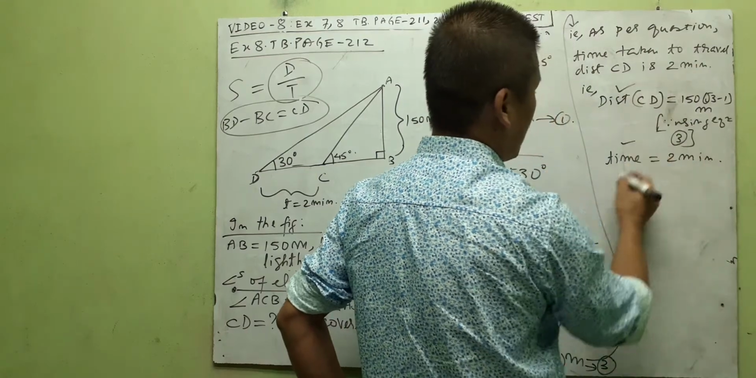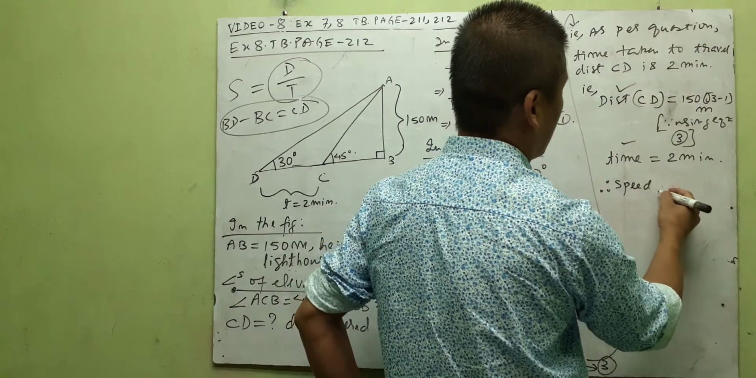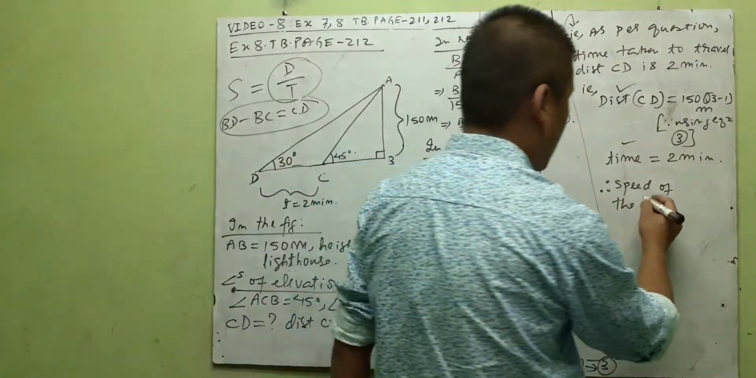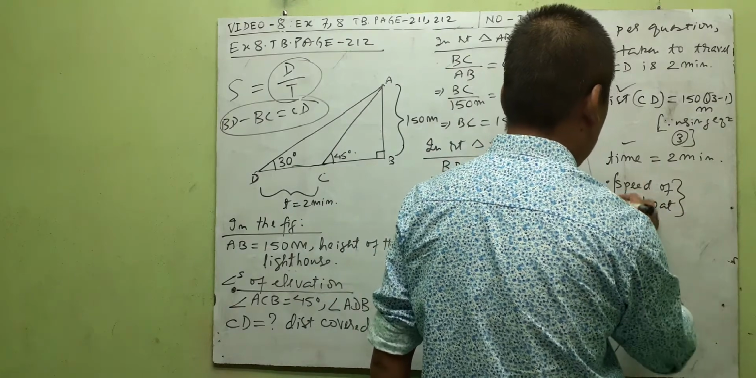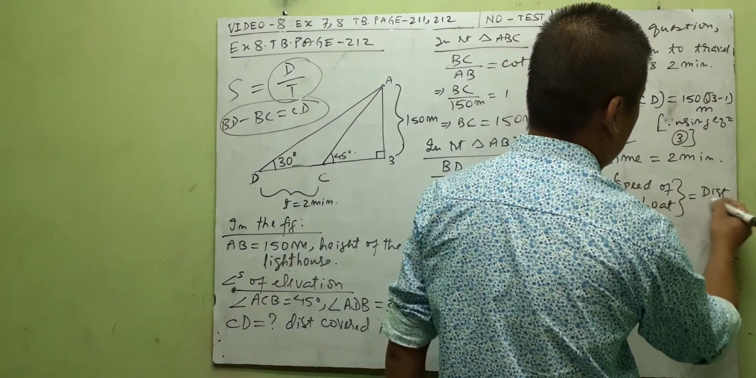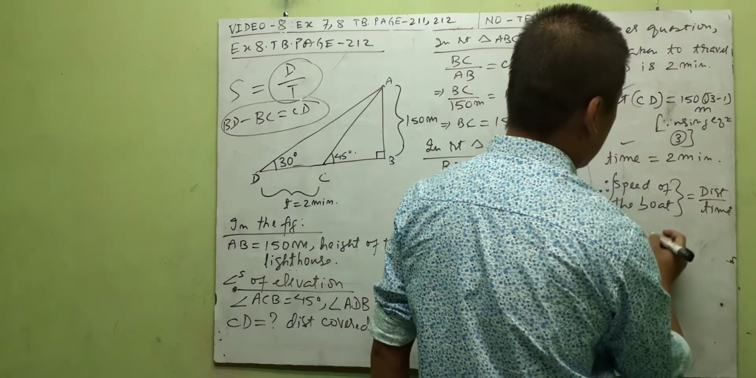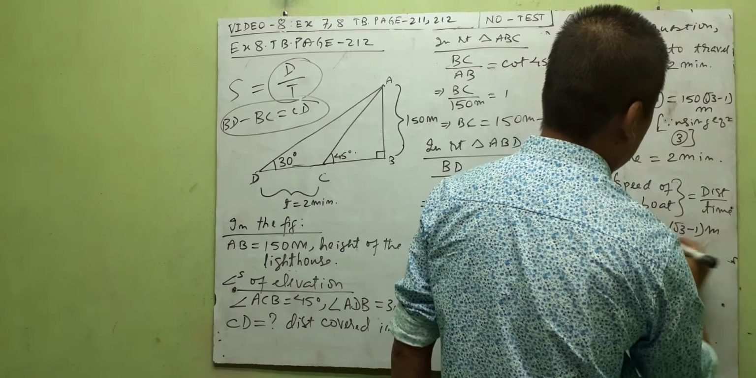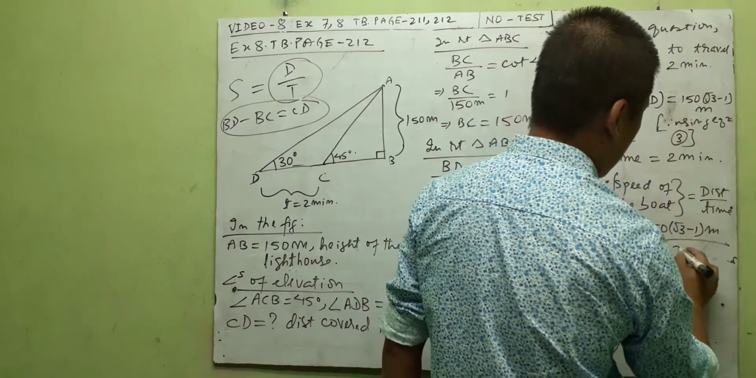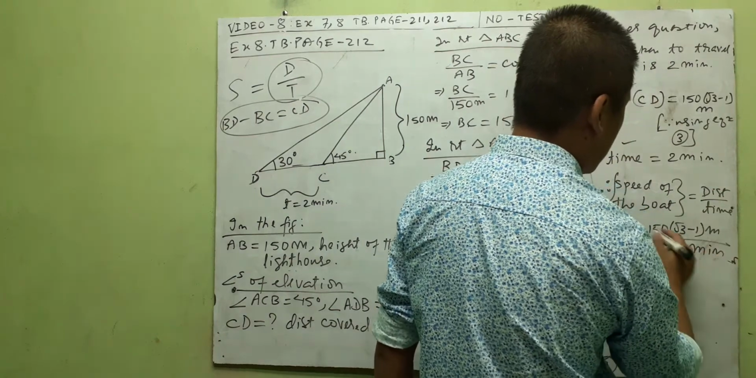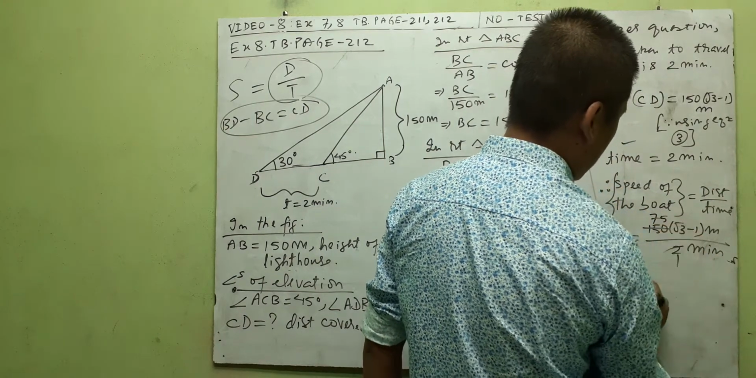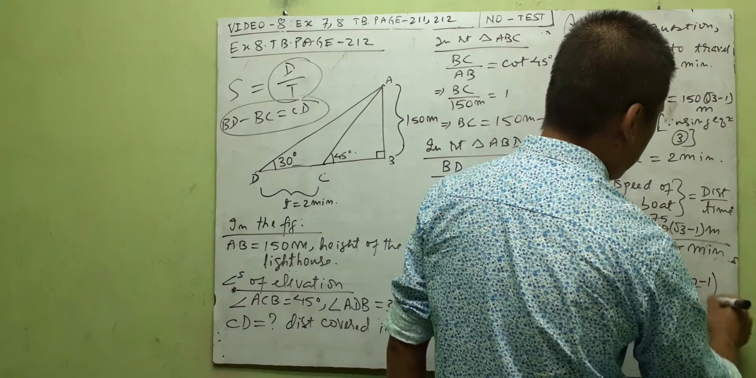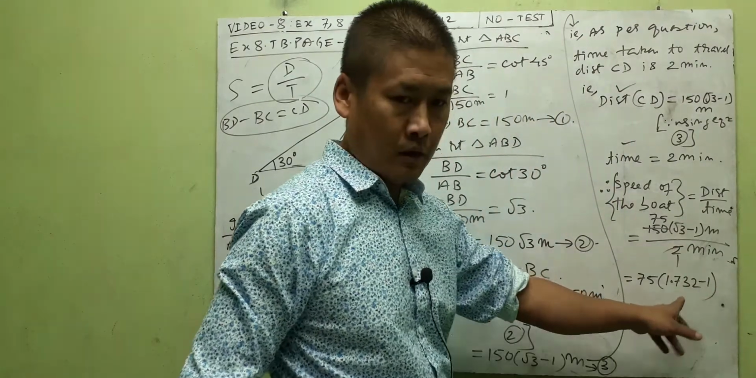So we have the distance and the time, which means it is very easy. Therefore, find the speed of the boat: speed is simply distance divided by time. Distance covered is 150 into root 3 minus 1 meter, as we took it from here, and the time here is 2 minutes. So 2 ones are 2, 2 sevens are 14, so 75 into root 3 minus 1. The textbook is doing it like this, even though they didn't give the value of root 3, so maybe in the exam it will come out like this.